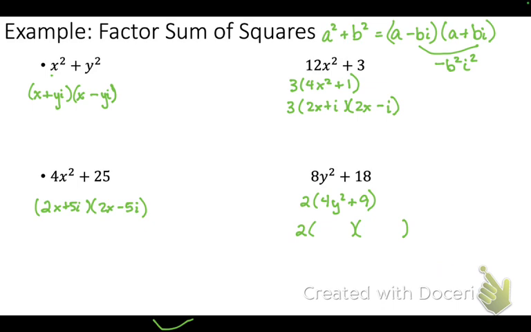No. What did I do? So you factor out a 2 and you get 4y squared plus 9. So now you have to take the square root. So 2y plus 3i and 2y minus 3i. You have to have the i there, right? Because without the i, you get the difference of squares, and we want the sum.